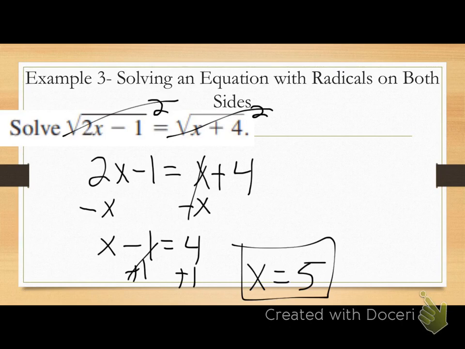Plugging 5 back in. What's 2 times 5? 10. 10 minus 1? 9. Square root of 9. What number times itself gives you 9? 3. Okay. What's 5 plus 4? 9. Square root of 9. 3. Does 3 equal 3? Yeah, it does. It checks out. Questions on example 3? Still good.